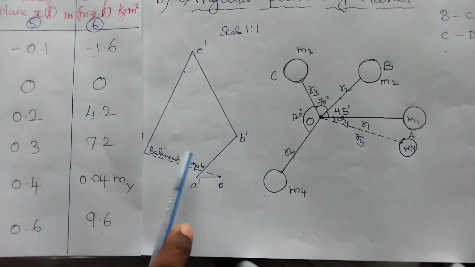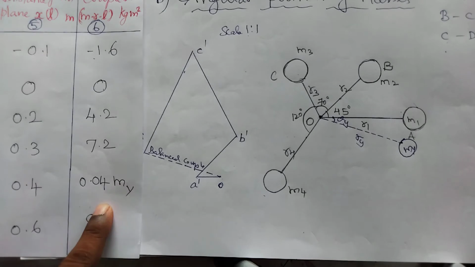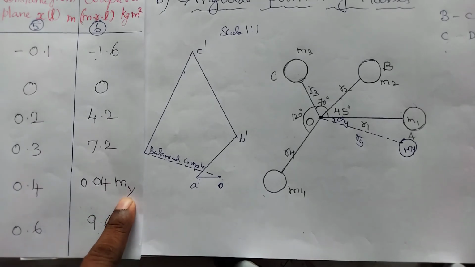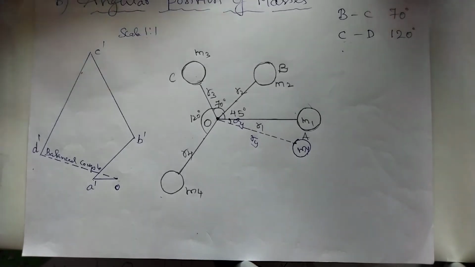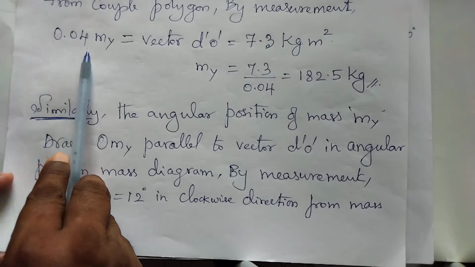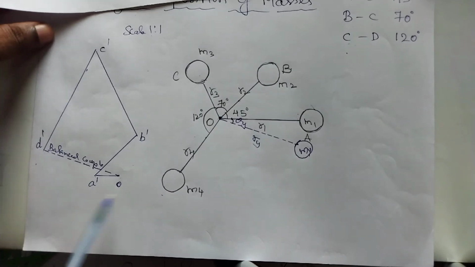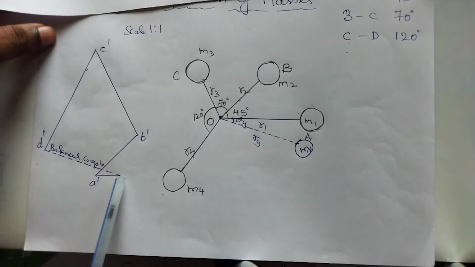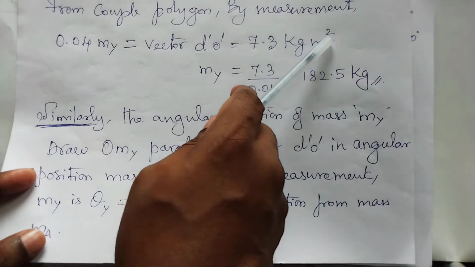Now from the couple polygon we have constructed this one. Next, you have to draw the force polygon. Before that, we have to find the value of mass with respect to the y plane. So now we will see how to find the mass. From the couple polygon, by measurement, the value is 0.04 My equal to vector DO dash. DO dash is this D, this O dash. If you measure the distance, you will get vector DO dash equal to 7.3 kilogram meter square.